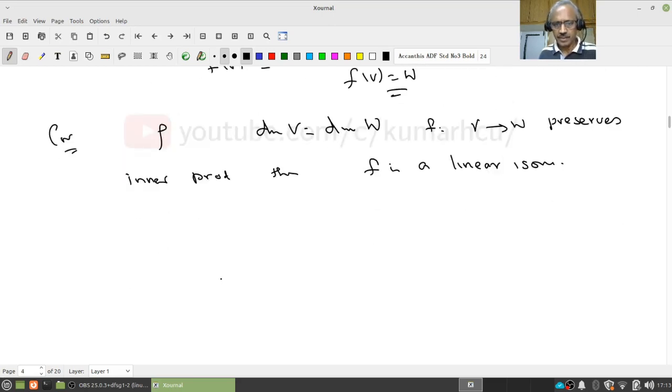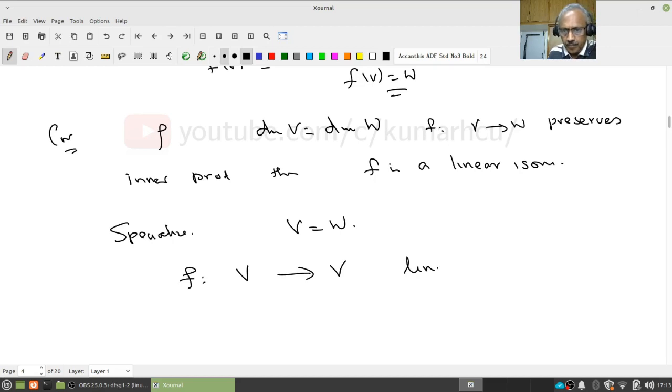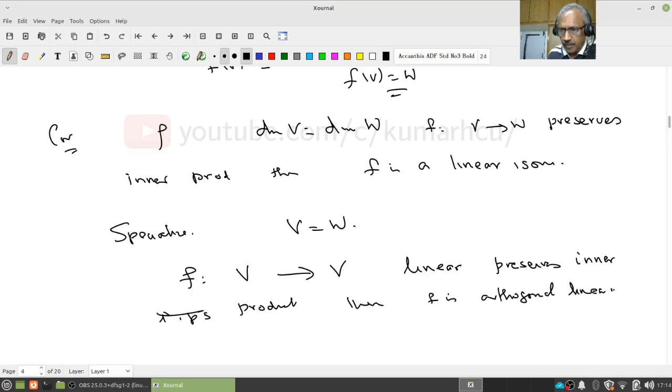Okay, very good. Now let us specialize further. Suppose V equals W. Okay, in that case, I claim, if f is a linear map from V to V, and an inner product preserving map which preserves inner product, then we say f is an orthogonal linear map if the ground field is R, or f is a unitary map if it's a complex inner product space.